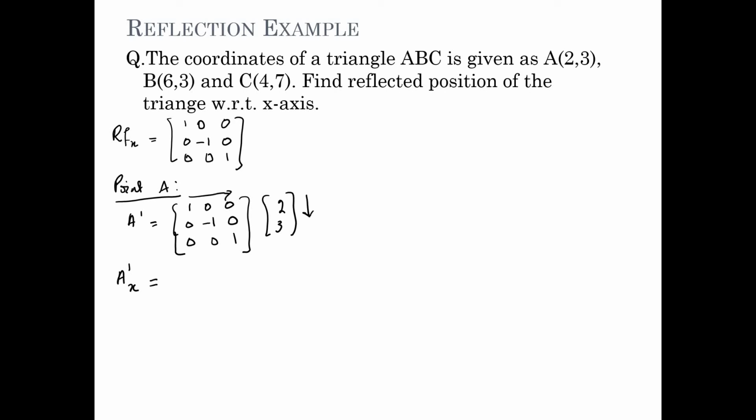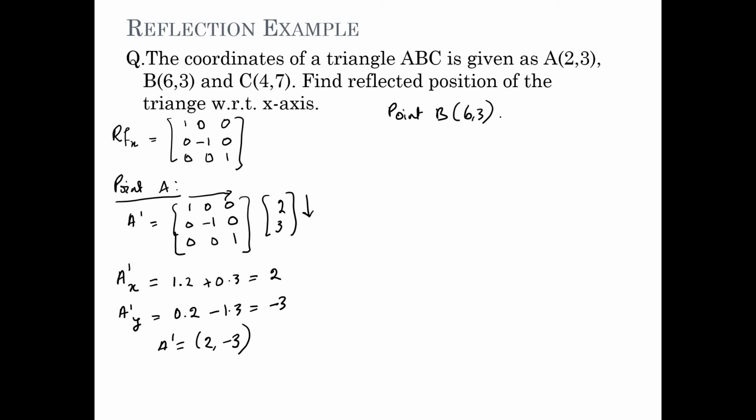Now let us consider A dash along the x-axis. We apply matrix multiplication: 1 into 2 plus 0 into 3, which is equal to 2. A dash along the y-axis is written as 0 into 2 minus 1 into 3, which will be minus 3. The new point A dash is equal to 2 comma minus 3.